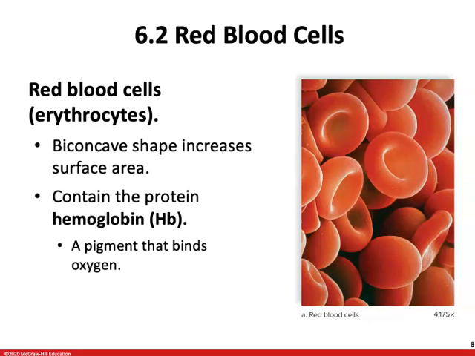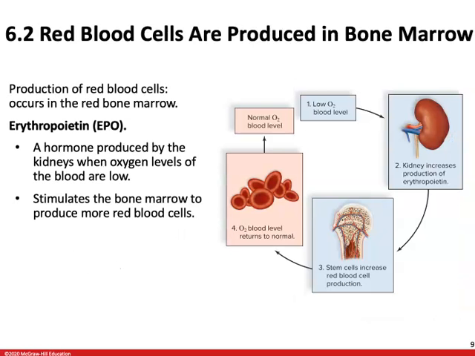When bound to oxygen, hemoglobin is called oxyhemoglobin. When oxygen leaves hemoglobin in the tissues, it's called deoxyhemoglobin. So hemoglobin comes in 2 forms: that bound to oxygen and that unbound to oxygen.